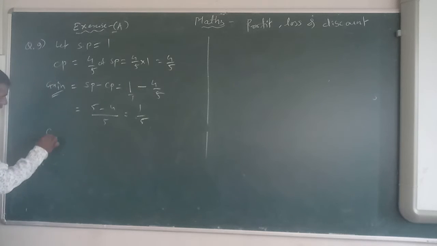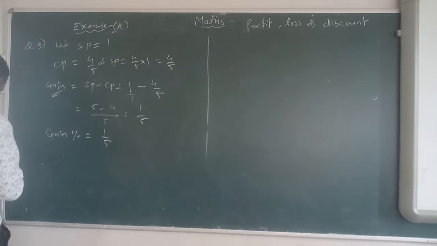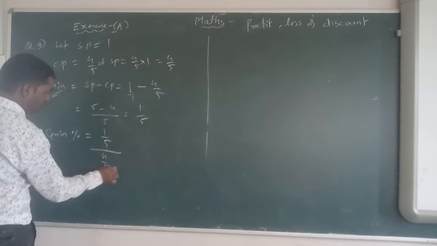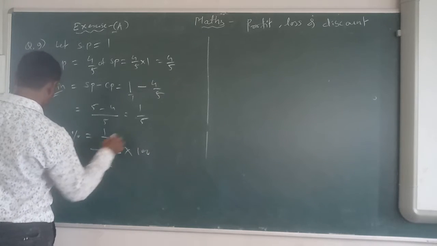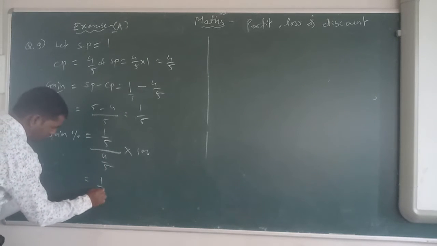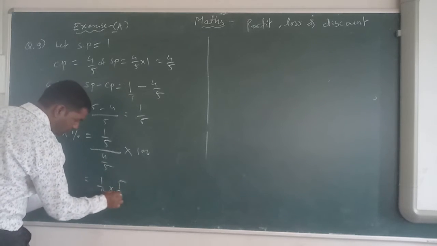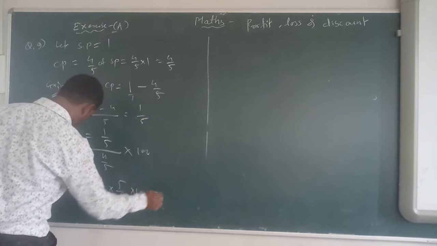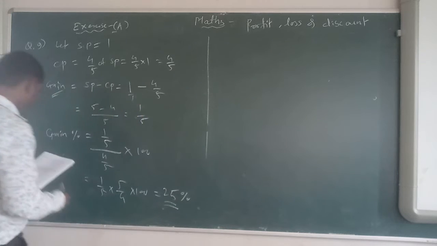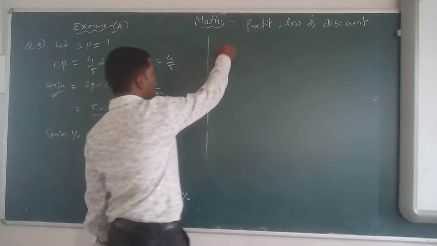Now we have to find the gain percentage. Gain is 1 upon 5, upon CP 4 upon 5, into 100. Here we can take the reciprocal: 1 upon 5 into 5 upon 4 into 100, which is directly 25%. So you have got the answer. After that we will take another problem.